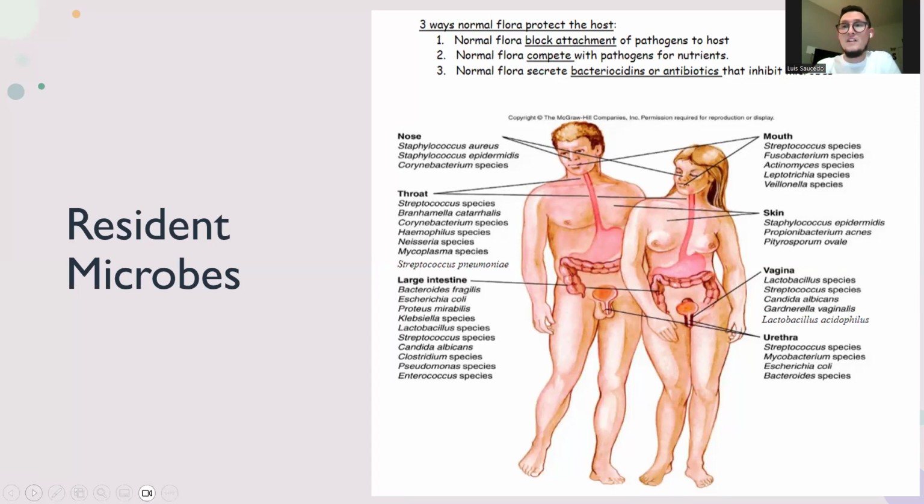But ideally, you want to be able to know what types of microbes exist in different parts of the body. We've been talking about a lot of these already. Staph epidermidis on our skin, Staph aureus in our nose. For the vagina, you're talking lactobacillus and Candida albicans, for example. And then we know in our GI tract, we can have E. coli as well.